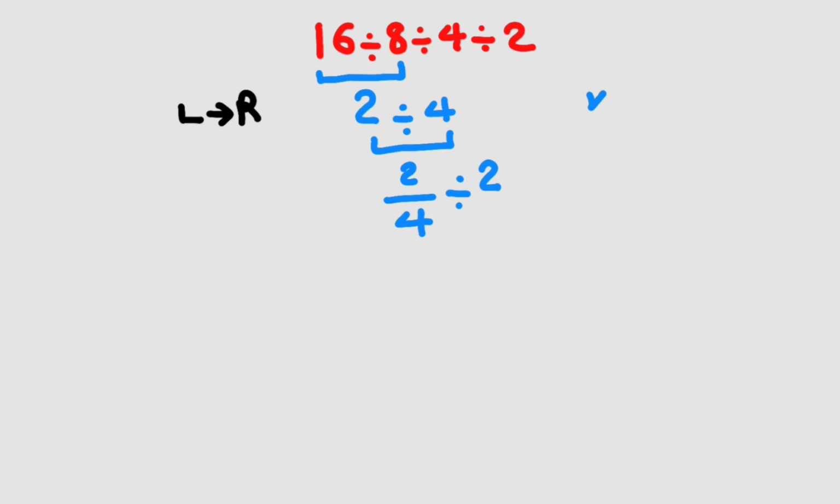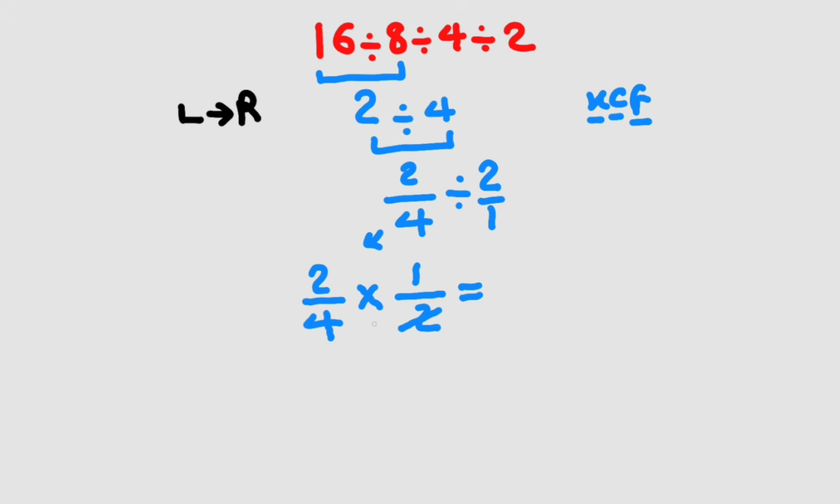According to the KCF, keep first fraction, change division to multiplication, and flip the next fraction. So keep first fraction 2 over 4, change division to multiplication, and flip the next fraction 2 over 1, 1 over 2. Now we can simplify this expression.